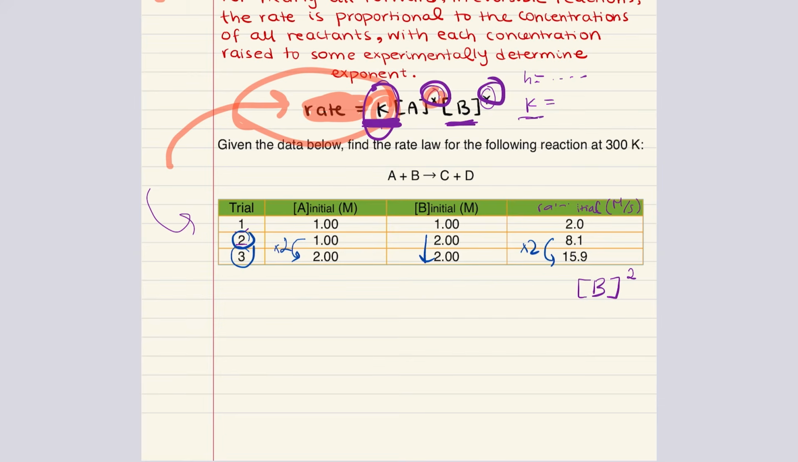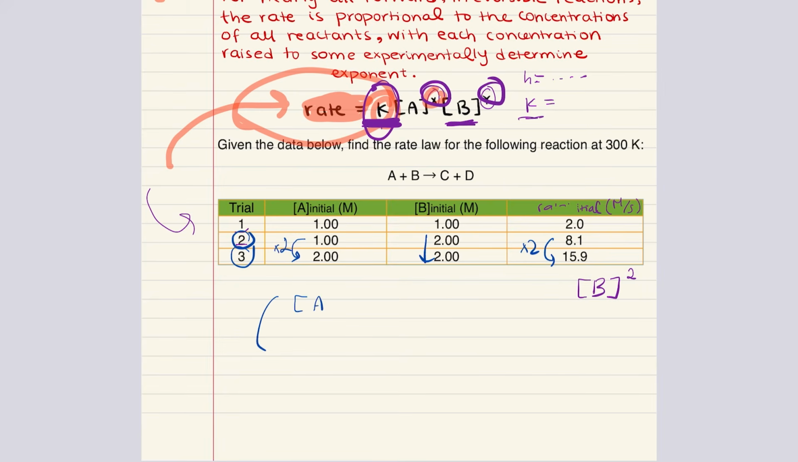The rate increases from 8.1 to 15.9. So this is approximately going from 8 to 16. That's twice as much. All right, so we calculate the ratio to be times 2. Now, this approximate factor of 2 suggests that when the concentration of A is doubled, the rate doubles. This indicates a first order dependence on A, so we can set it up similarly, right?